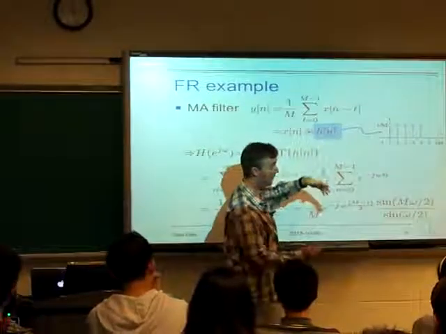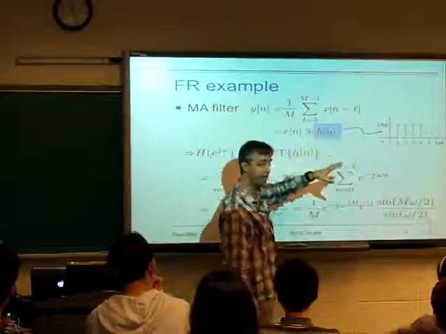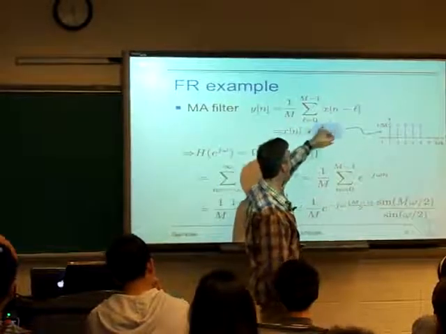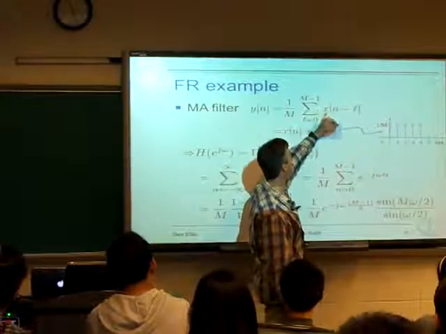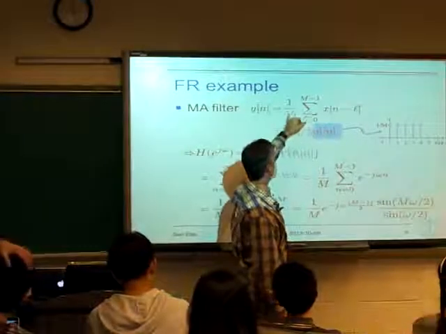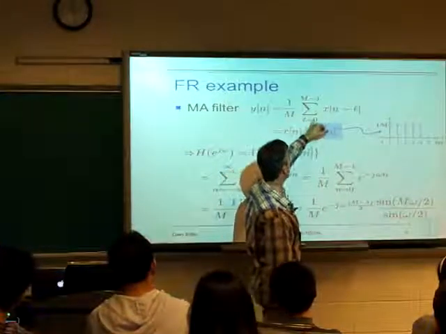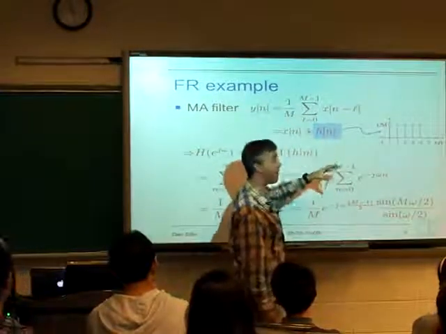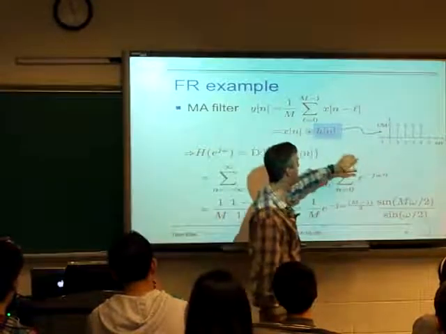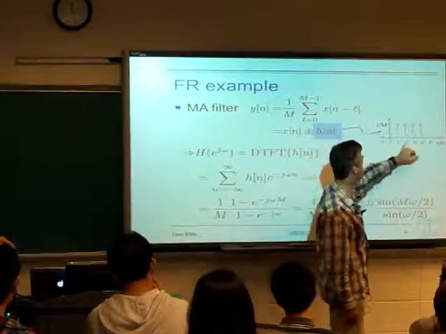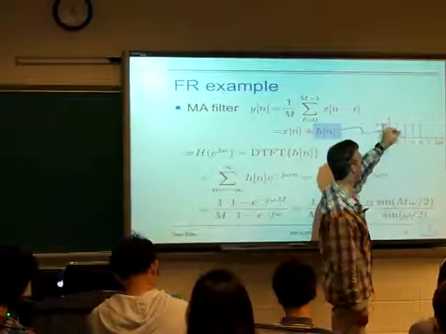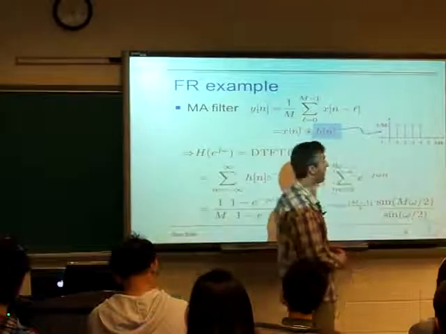We thought about this as taking a moving average, but we can understand this as convolution. This would be a convolution sum with h of L, where h of L is equal to 1 over m for these values of L and 0 everywhere else. So y of n is simply x of n convolved with h of n, where h of n has m non-zero values of 1 over m, and it's 0 everywhere else.